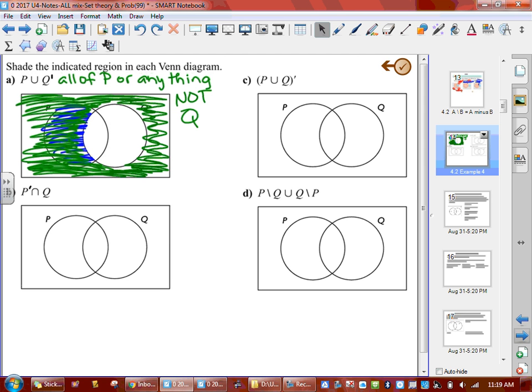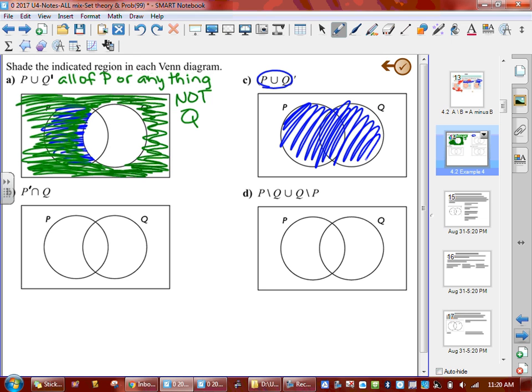Well, let's watch. Let's shade this part. If it's P or Q, that's all the P circle and all the Q circle. And that little tick at the end there says, haha, psych, not. So everything but that. Okay, so it wants everything but the blue part I shaded.